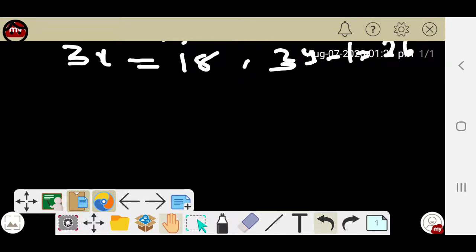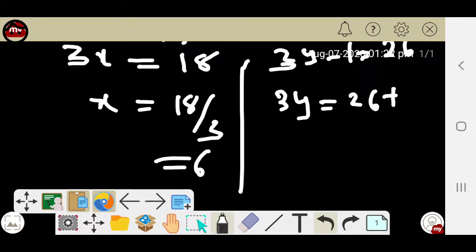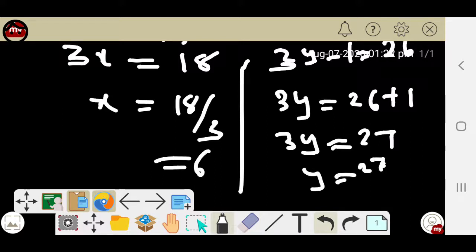3x equal to 18, so x equal to 18 by 3 equal to 6. 3y minus 1 equal to 26 means 3y equal to 26 plus 1, which is 27. 3y equal to 27, so y equal to 27 by 3 equal to 9. So x equal to 6 and y equal to 9. Then the next question.